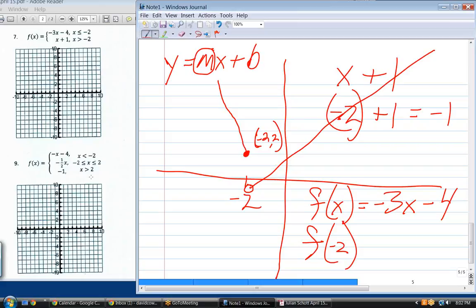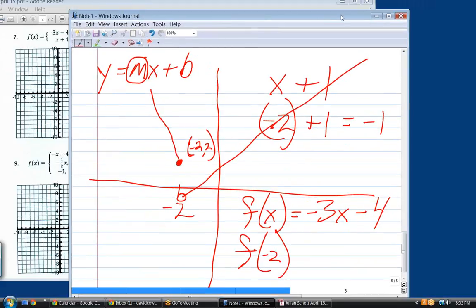So make sure you finish the rest of these and you solve each of these by plugging in minus 2. You don't have to when it's minus 1, because it's minus 1 regardless. There's no x to plug in. But when it's minus x minus 4, you need to plug in minus 2 for x. And then solve.